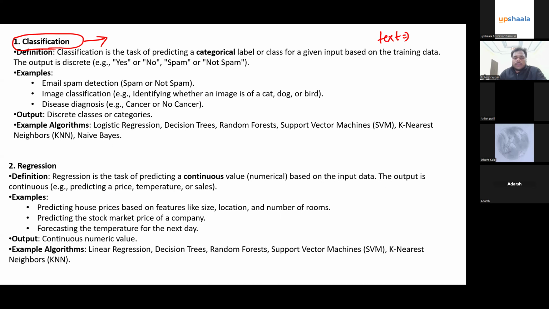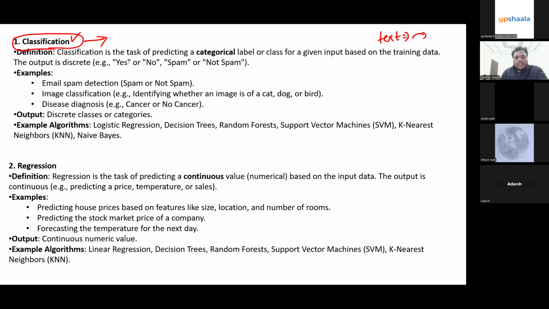Though the machine learning models are statistical in nature, how the text will be converted into numbers and so on, we will see in the classification and regression part. So first, understand what is classification.